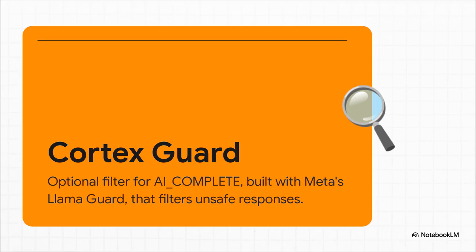And there's one more layer of protection, kind of a built-in safety net. It's called Cortex Guard, and it's an optional filter you can switch on for the AI Complete function. It's built with Meta's Llama Guard technology, and it basically acts as a final check to automatically screen out potentially harmful responses before they ever get back to your user.